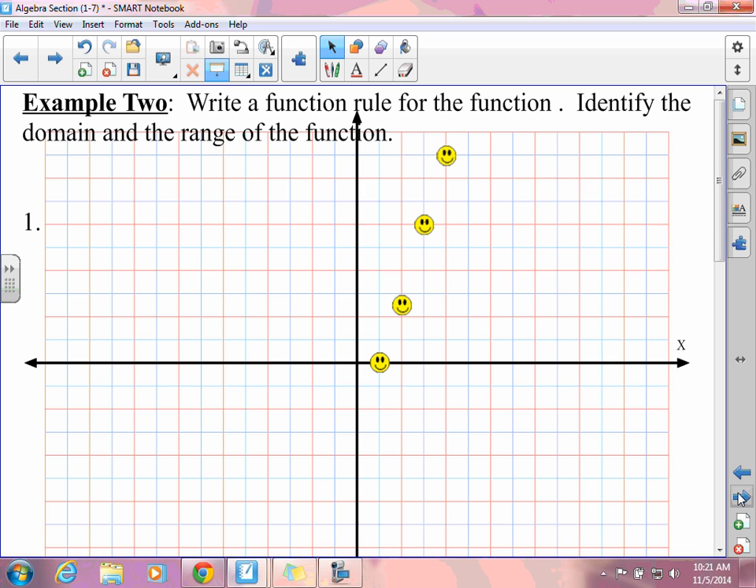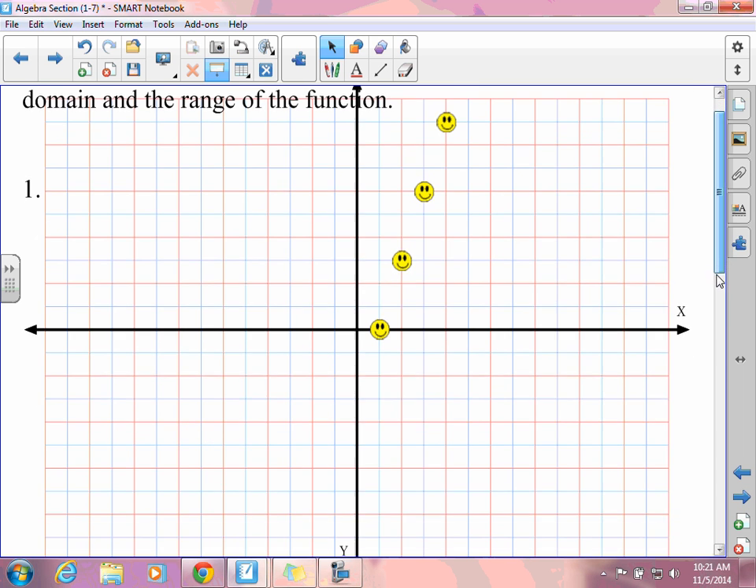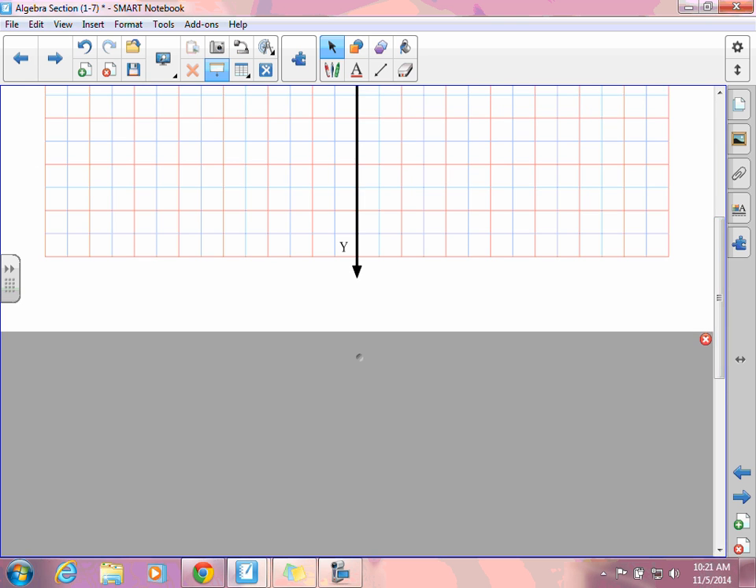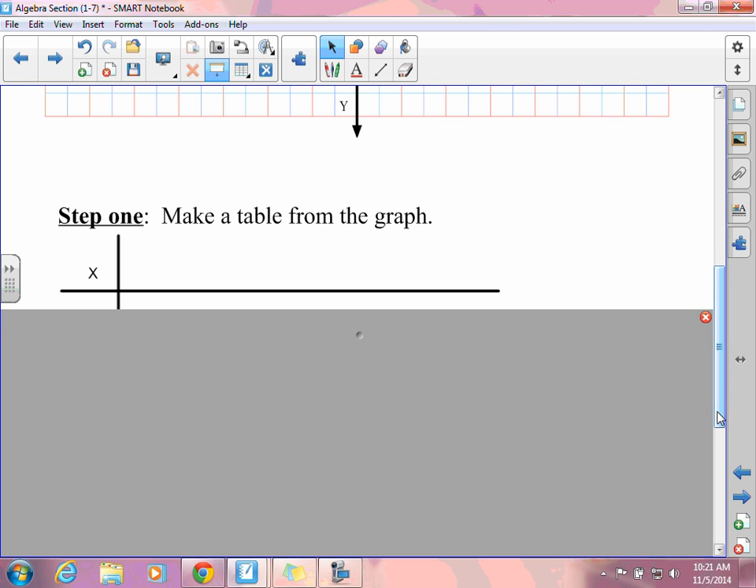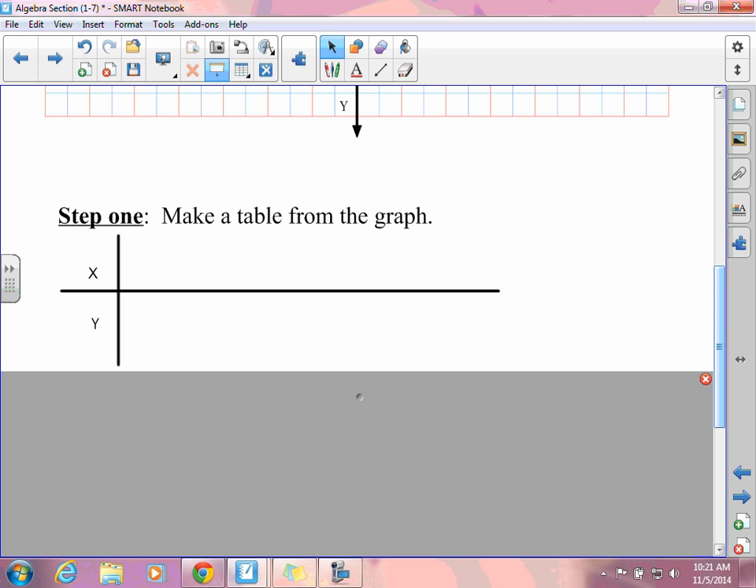Right, here's example 2. It is asking me to write a function rule for the function and then identify the domain and range of the function, right? So the first thing that I'm going to do is make a table. Step one. Now, you can make the table horizontal or you can make it vertical. It doesn't matter, right? Why didn't I have to make an H table for this? Why is a T table okay? They call this a T table, okay? Why would I do that type of table as opposed to this type of table?